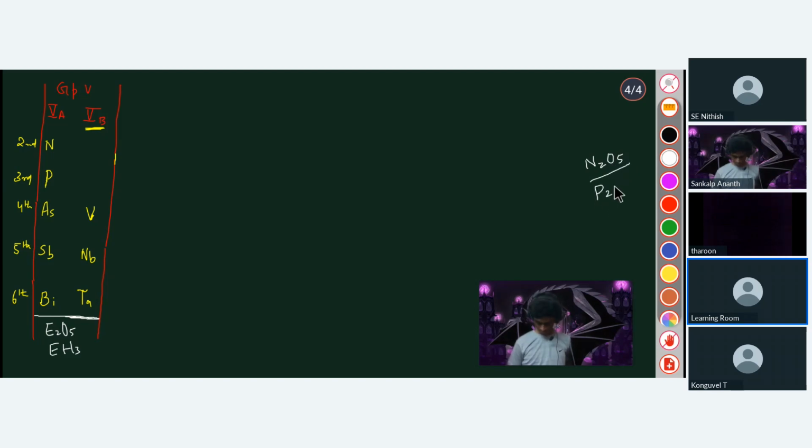Phosphorus will form P2O5, that is phosphorus pentoxide. The hydride will be NH3, that is ammonia. Why is it 5 for the oxide and only 3 for the hydride? The hydride formula is EH3 because they form hydrides in which there are only 3 hydrogen atoms. That means the valency of E is 3 and hydrogen is 1.